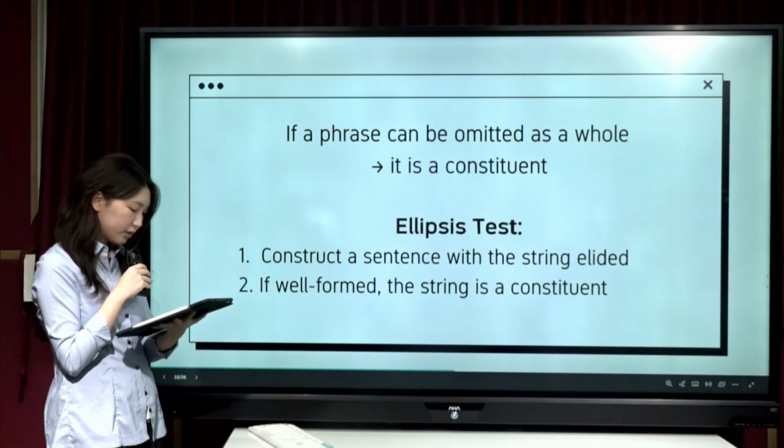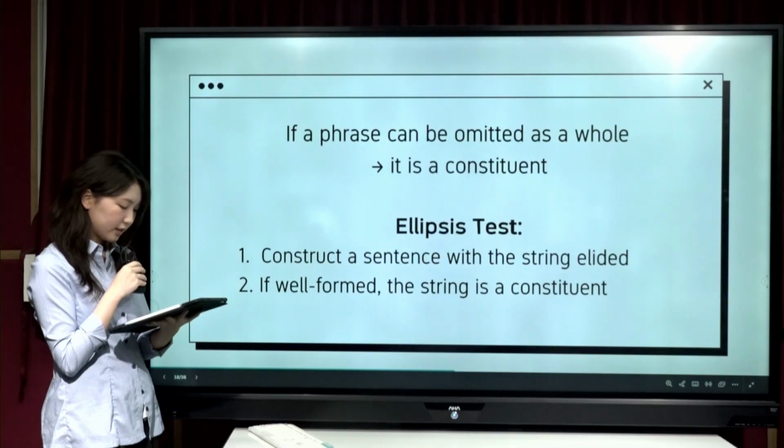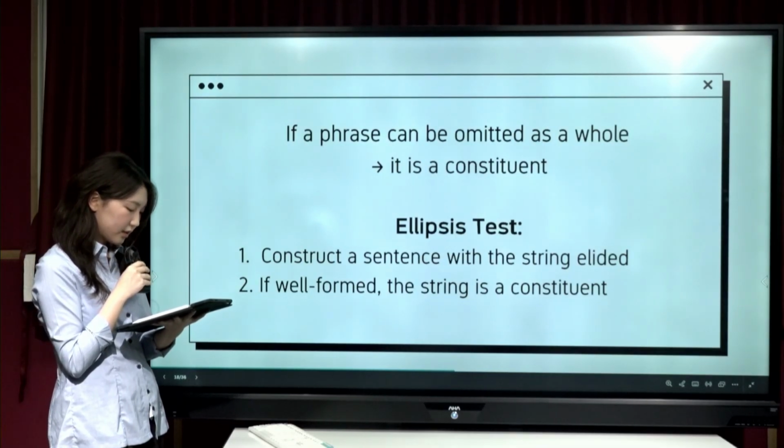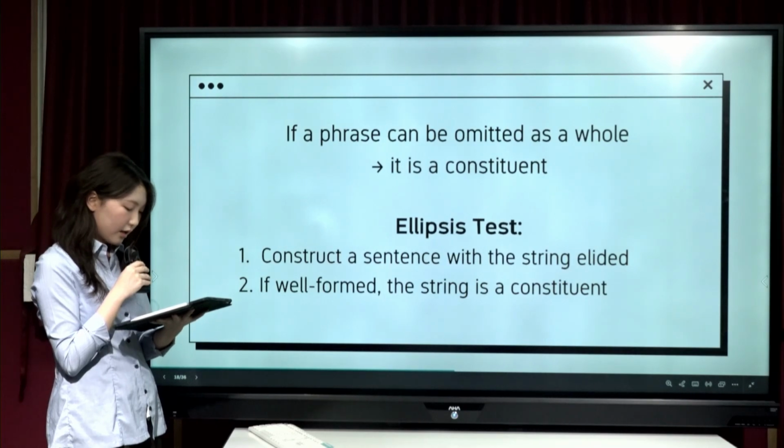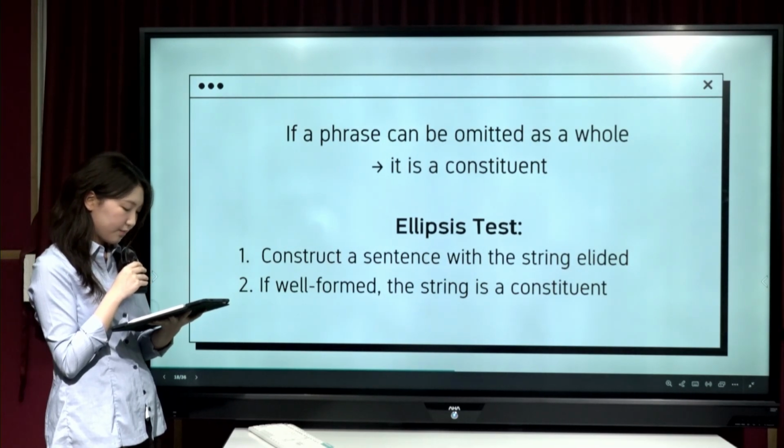The idea also connects to constituency tests. If a group of words can be omitted as a whole and the sentence still sounds natural, then that group is a constituent. That is why we call it the ellipsis test.